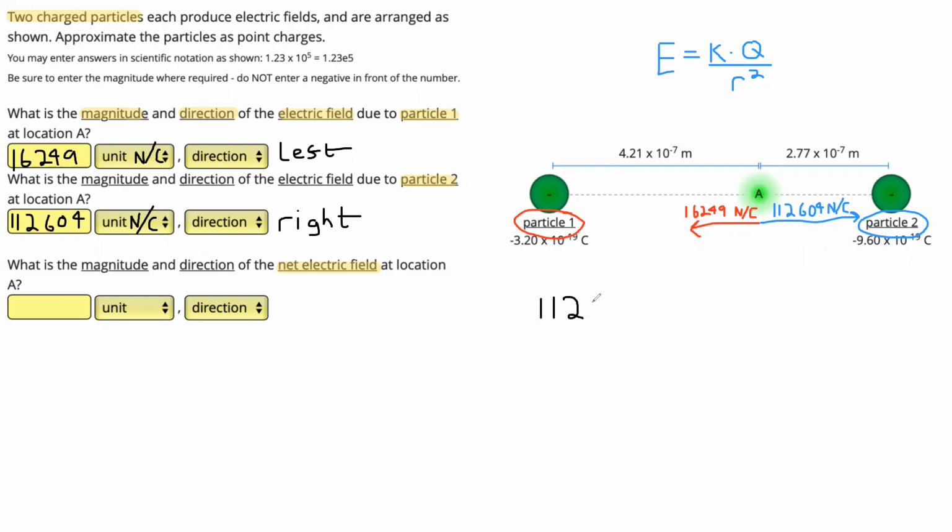We'll have 112,604. That's our bigger number, and subtract our smaller number, which is 16,249, which gets us our net electric field strength of 96,355 newtons per coulomb. So we can fill that in over here.